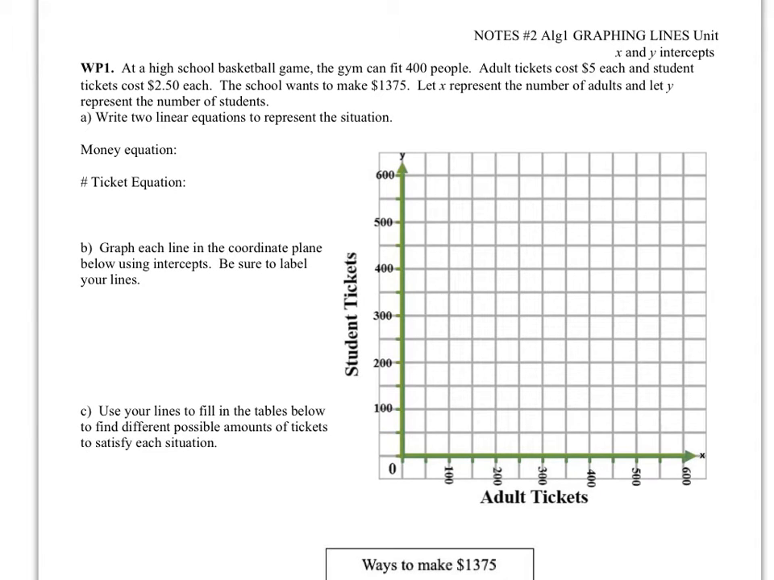So at a high school basketball game, the gym can fit 400 people, and X of those people are adults, and Y of those people are students. So when I write an equation for this, my units have to match. So I'm matching people with people. And so this equation would be X plus Y equals 400.